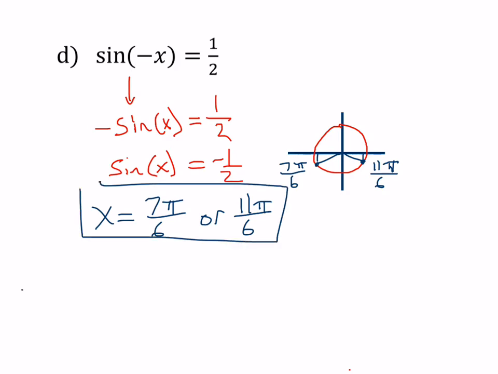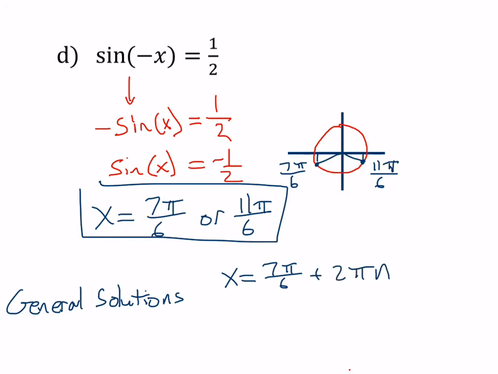Now, the general solution, a little side note here again, if you wanted to list all the solutions for this, we'd have to say x equals 7 pi over 6 plus 2 pi n, or x equals 11 pi over 6 plus 2 pi n. All right, so that's how you would state the general solution there. Again, our instructions just wanted these two specific ones.